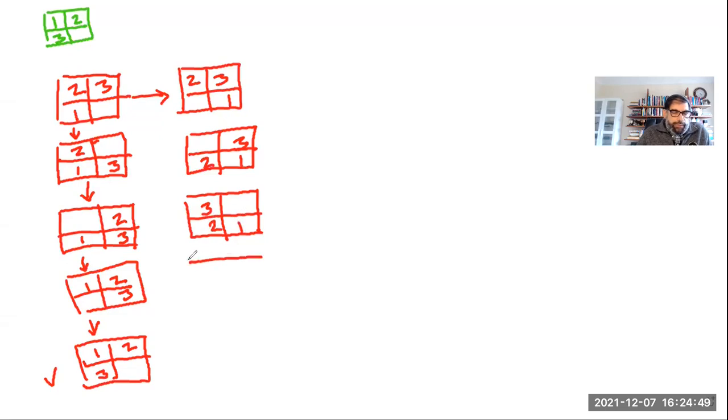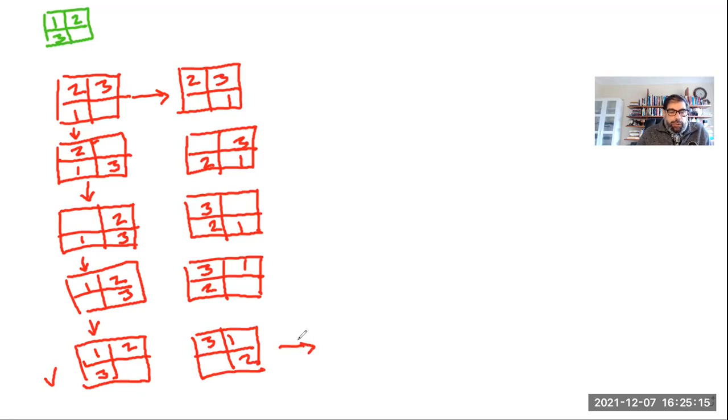And from here, I will enter another state, which is to push 1 up. And this will remain the same. And after that, I can push 2 to the right.